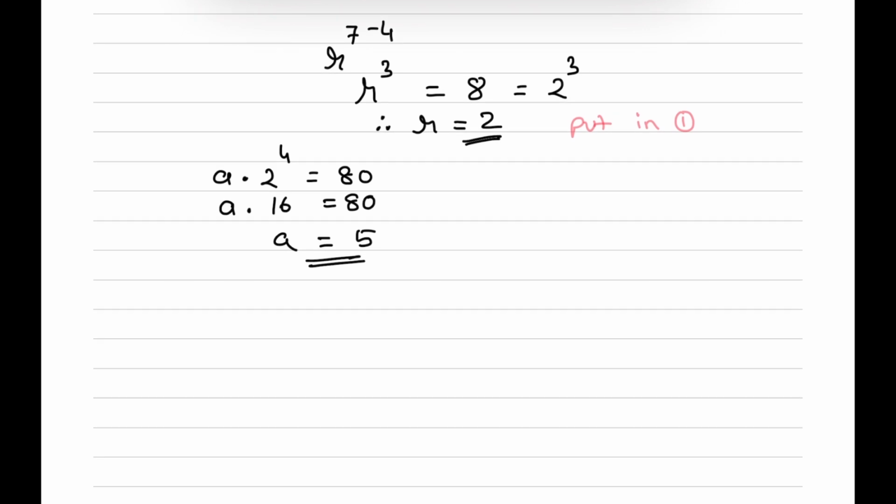So now we can find out the geometric progression, which is 5, the first term, multiplied by 2. 5 into 2, that is 10, will be the second term. Again multiply by 2, 20 will be the third term. 40 fourth term, 80 fifth term, and so on. So the required geometric progression is 5, 10, 20, 40, 80, and so on.